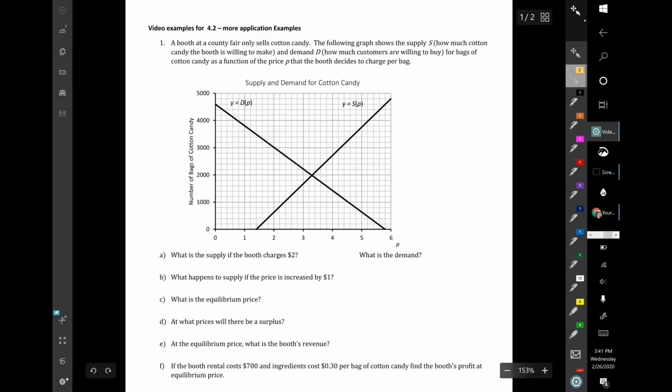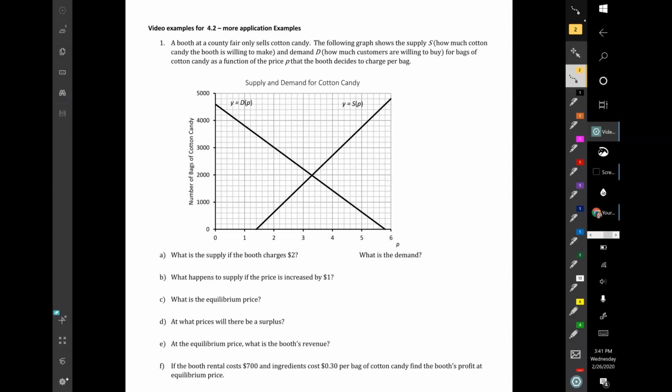So we have number one here. A booth at a county fair only sells cotton candy. The following graph shows the supply S, how much cotton candy the booth is willing to make, and demand D, how much customers are willing to buy, for bags of cotton candy as a function of the price P that the booth decides to charge per bag.